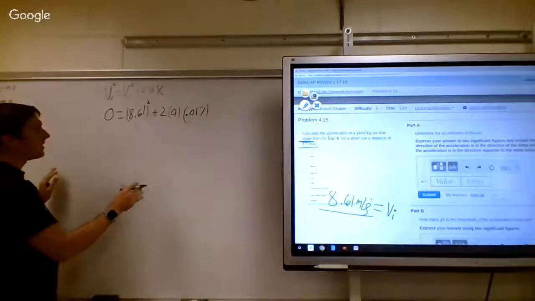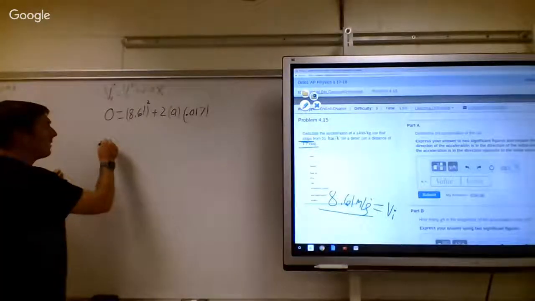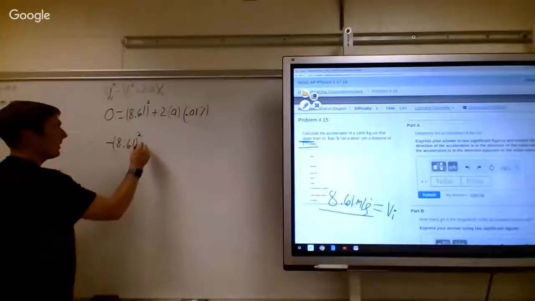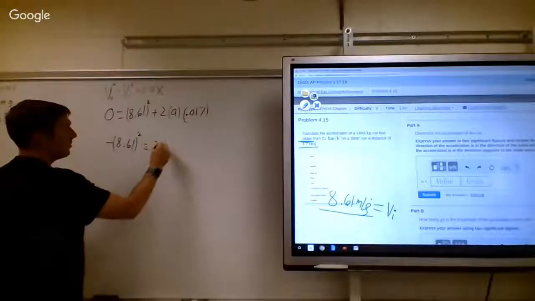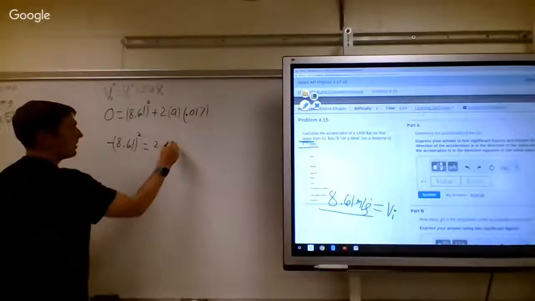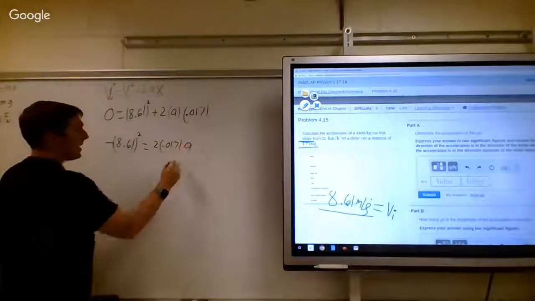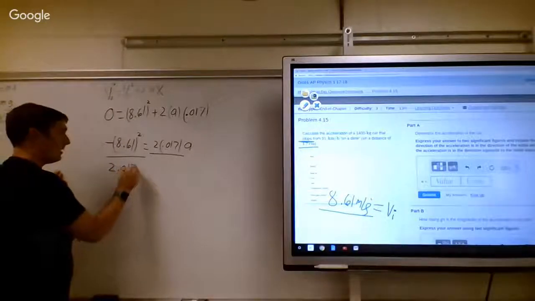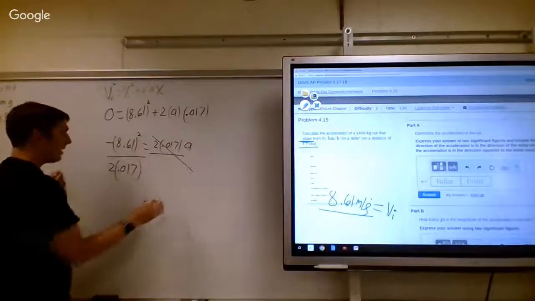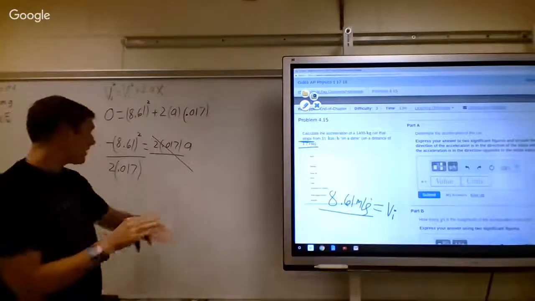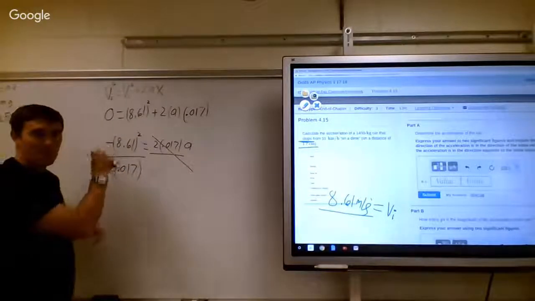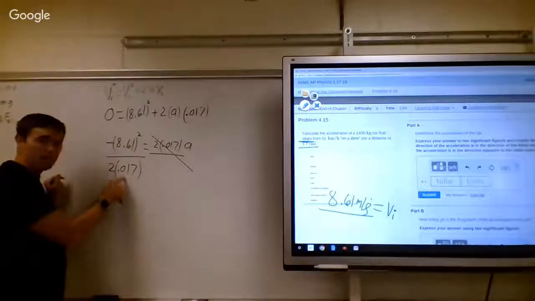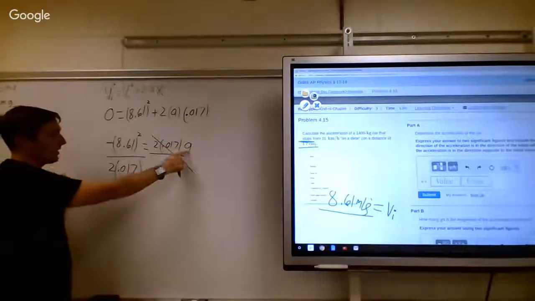So we're going to do some fancy rearrangement. You're going to have negative 8.61 squared equals 2 times 0.017 and a. Now I'm going to divide all of this over here by 2 times 0.017 with your parentheses. This cancels out. So if you have the handy-dandy calculators that can program all of this in at the same time and hit enter, it's going to be this squared divided by double the distance equals the acceleration. And that's what we're trying to find.